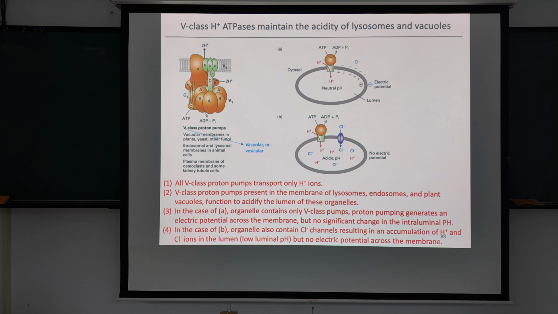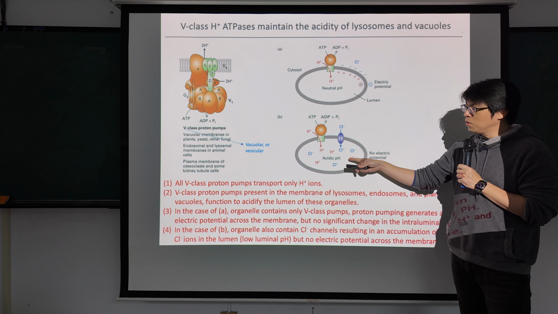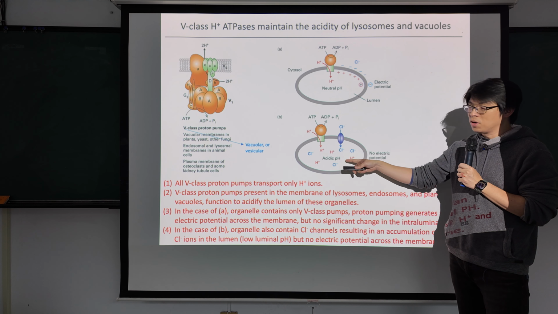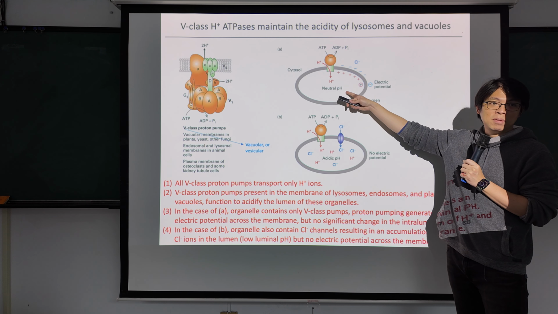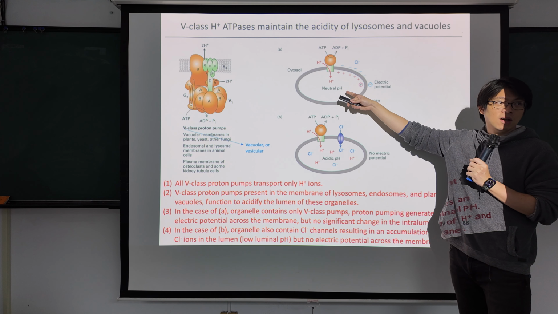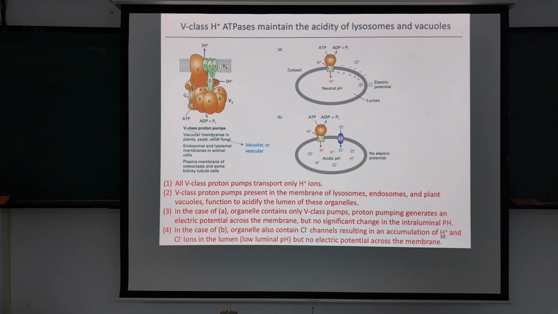Okay, but you may notice, what's the difference between A and B? In A, they will transport a lot of protons, and in B, it will transport a lot of protons and also a lot of chloride. Only in this case can it make the lumen more acidic. But in the case of A, the pH still stays neutral. But when I first started reading this textbook, I thought it was really weird, because what's the definition of pH?